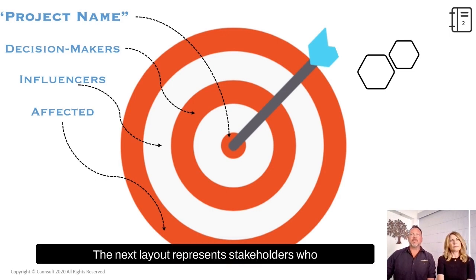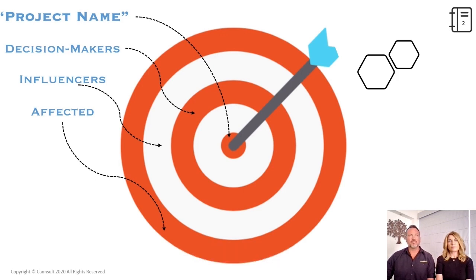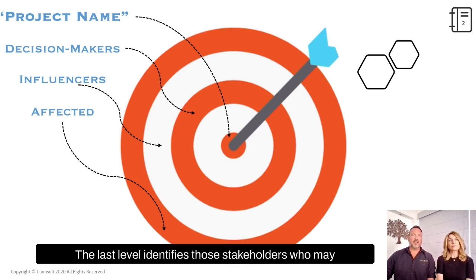The next layer represents stakeholders who are not necessarily decision makers. They won't make or break the project, but they can have an influence on the project direction. These are usually subject matter experts or SMEs, or people who are heavily involved with the process and will certainly influence whether the project is successful or not. The last level identifies those stakeholders who may not have input into the decisions that the team makes, and they are not big influencers. However, they will likely be affected by the change or improvement in the process. These are people who may have to do something differently in the new process.